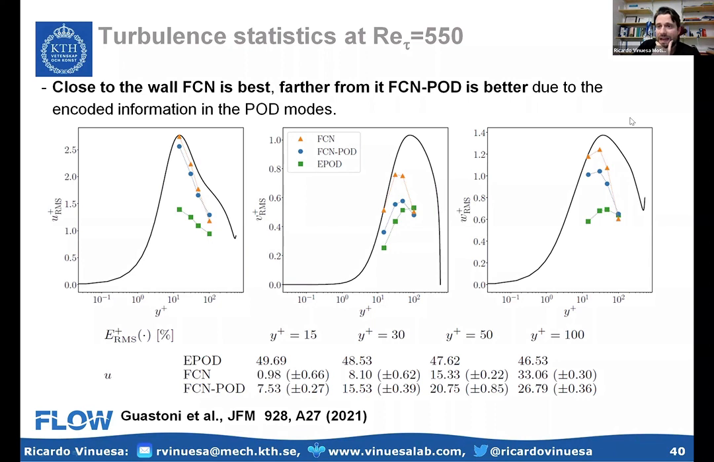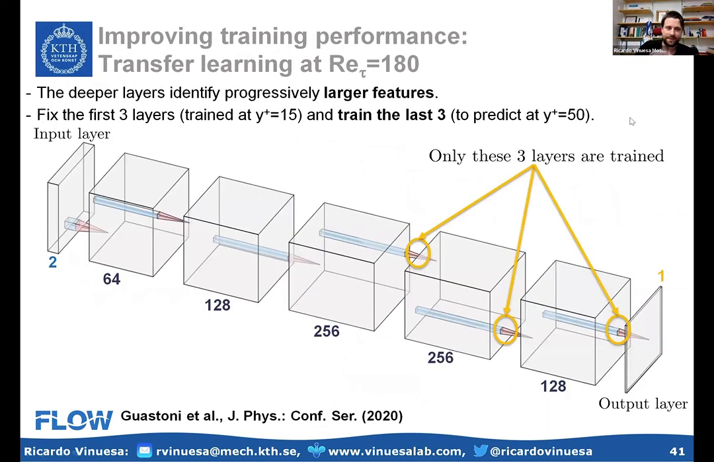And this is something that would allow us to really do control of these large scales with a real-time prediction based on wall information. So FCN-POD performs very well far away from the wall, which is a quite interesting and remarkable result for us.